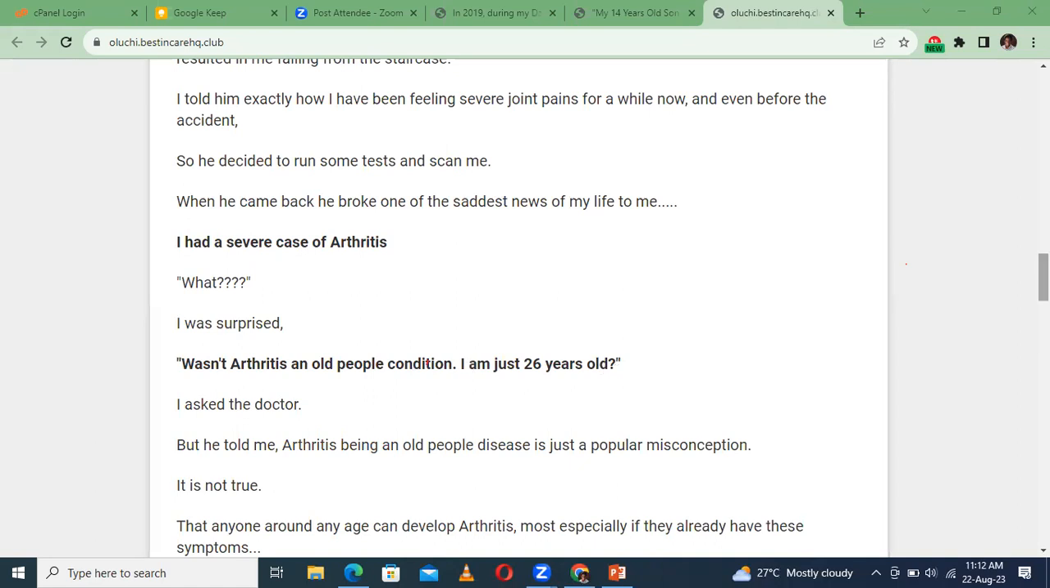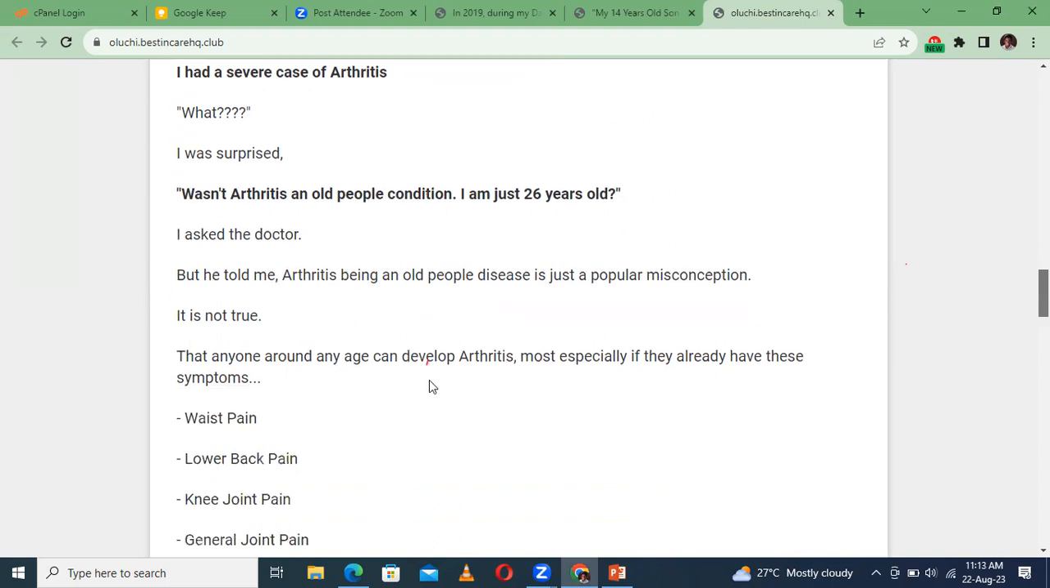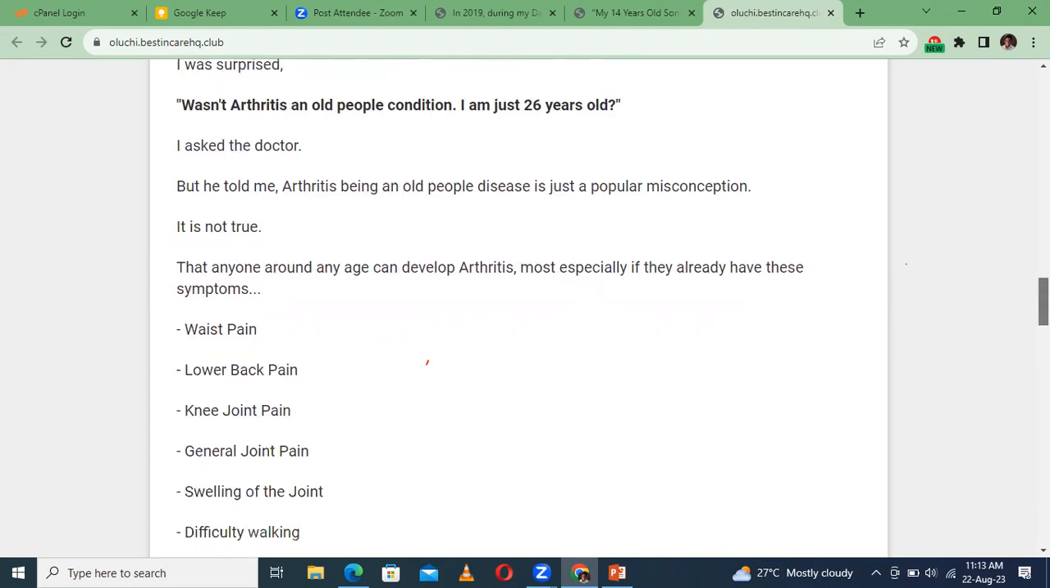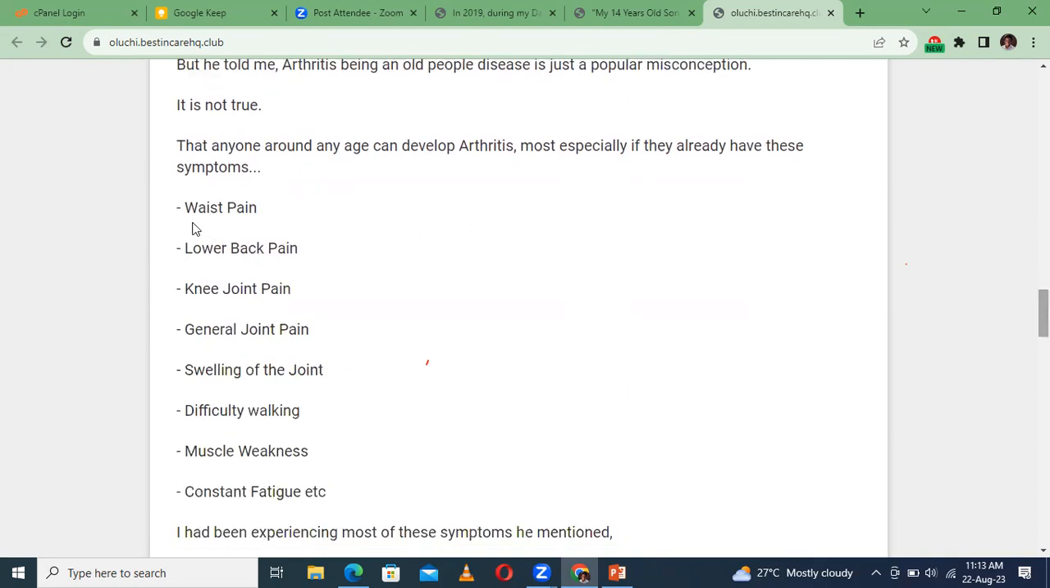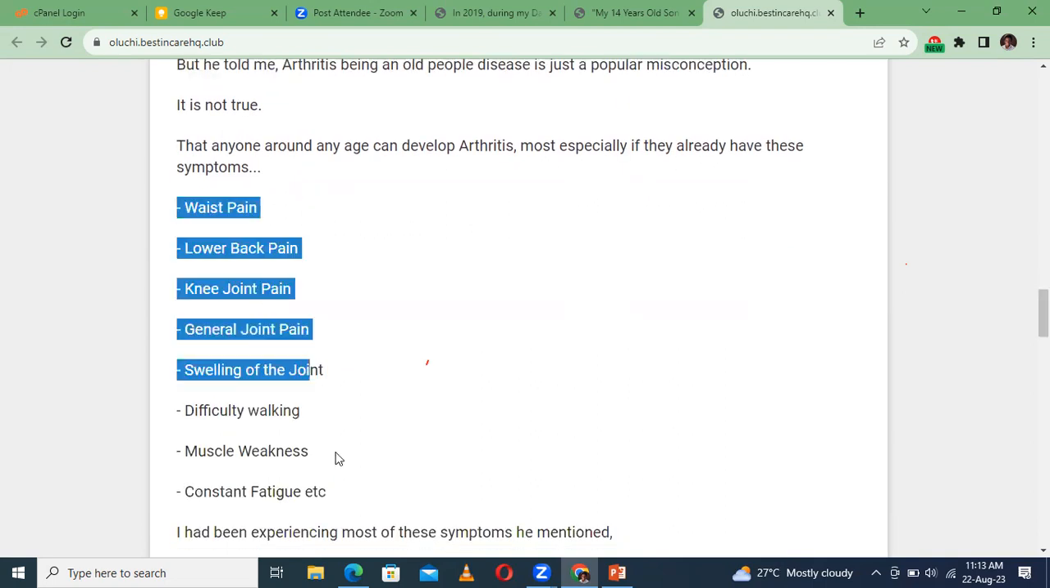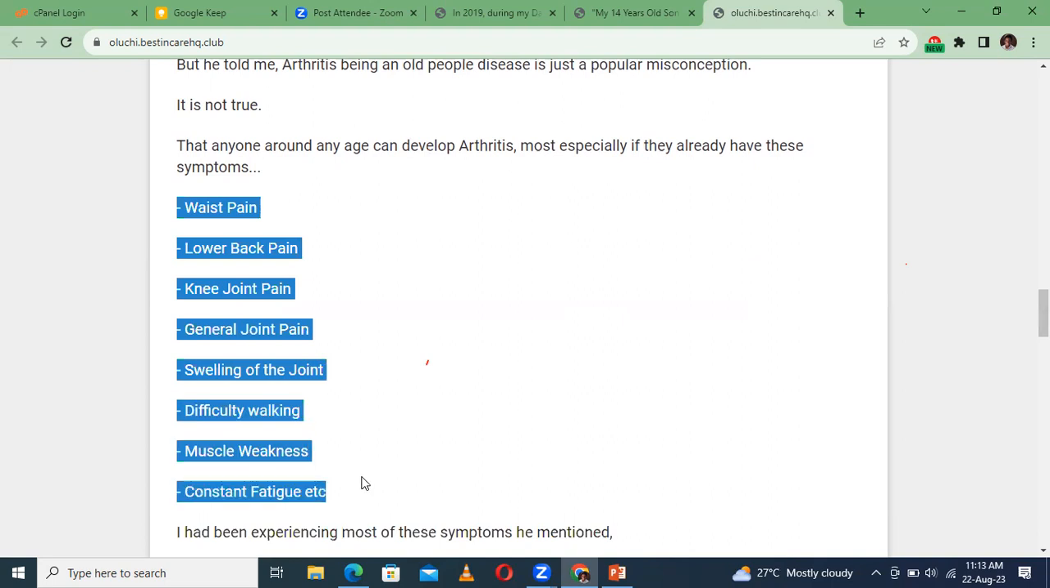I asked the doctor. But he told me arthritis being an old people's disease is just a popular misconception. It is not true. Anyone of any age can develop arthritis, most especially if they already have these symptoms. Can you see? I did that thing again. Do you understand? It's just to make it so that people who are experiencing these symptoms and are not sure whether it's arthritis will see that they may have developed arthritis too. So let's proceed.